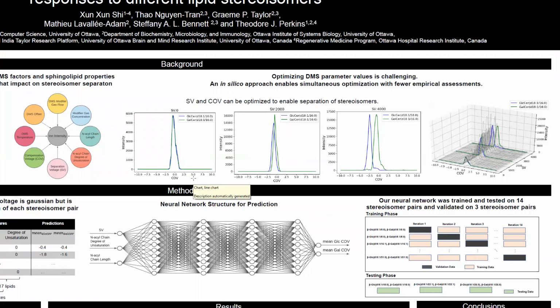Repeating this experiment for different separation voltage, which is the SV value here, allows for the rise of 2 different peaks at a selective SV-COV combination, which indicates optimal separation. All of these experiments will then need to be repeated for the other 4 DMS settings. Therefore, there is motivation for developing an in silico optimization method to replace these manual experiments.